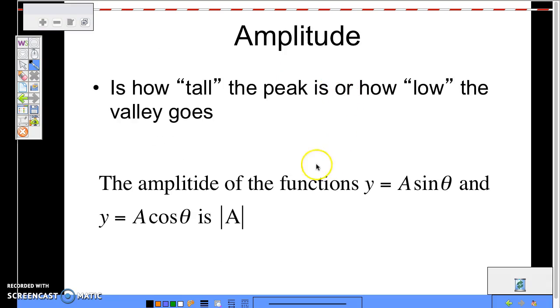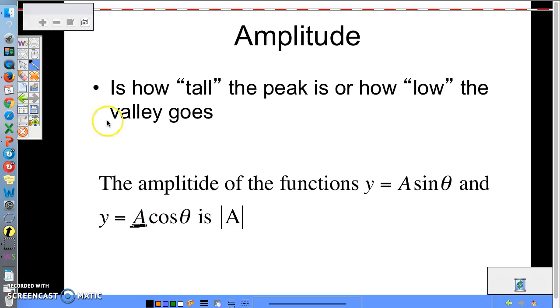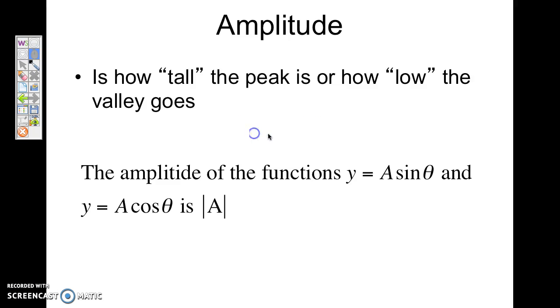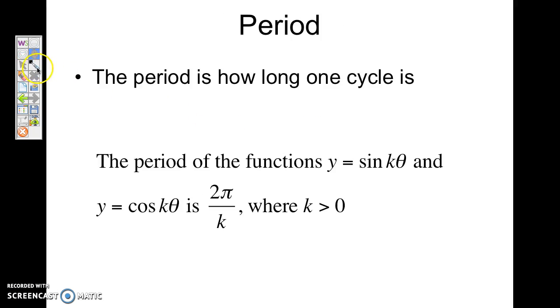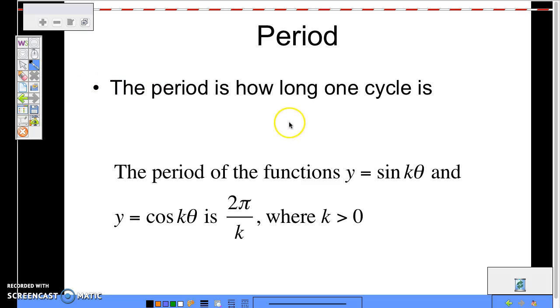Now the amplitude is how high it goes. So it's not always going to go to 1 or negative 1. This value before will tell us how high it goes, and our amplitude is always the absolute value. We'll talk about what a negative does. A negative gives it a reflection there. The period is how long one cycle is, and I guess they're going to use k here, but it's that number before the theta, so 2 pi over k.